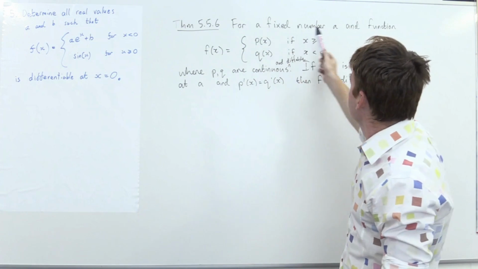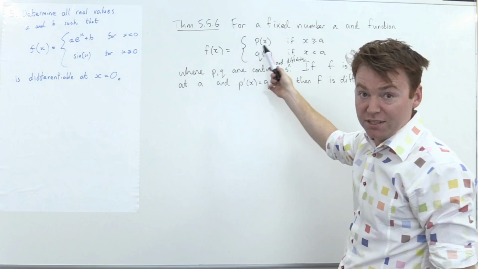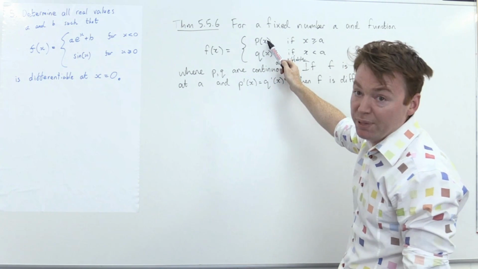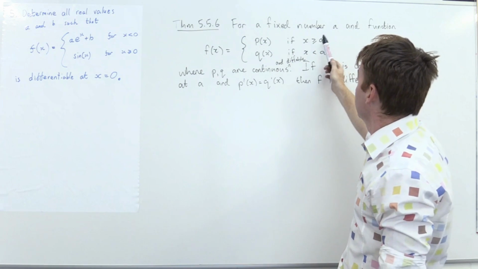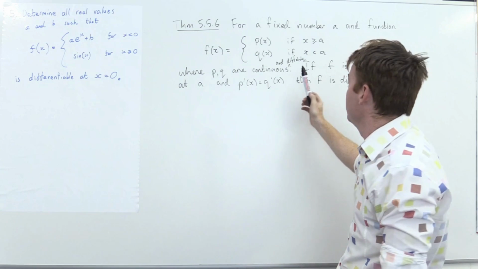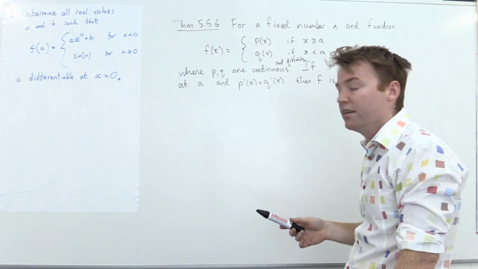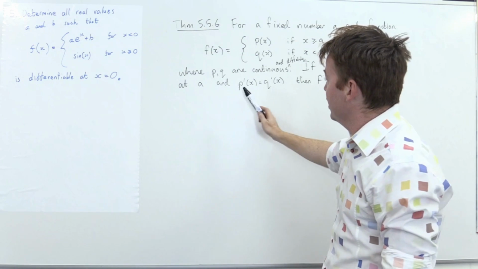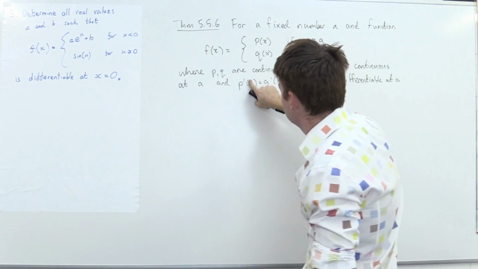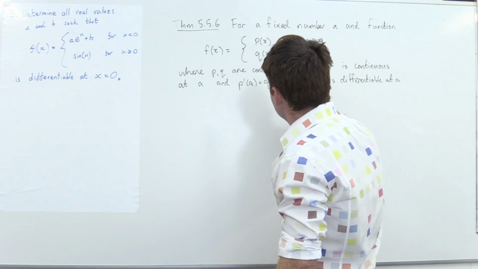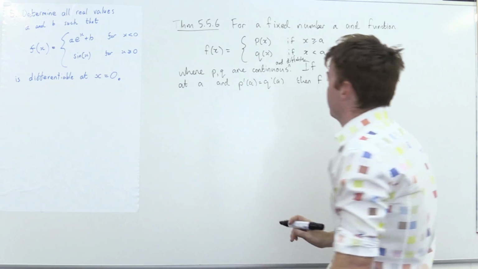For a fixed number, let's call it a, and a piecewise defined function like this, where the function is some continuous and differentiable function p on the right of a, and some other continuous and differentiable function q on the left of the point a. Then if f is continuous at the point a and p prime at a is equal to q prime at a, then the function is differentiable at a.